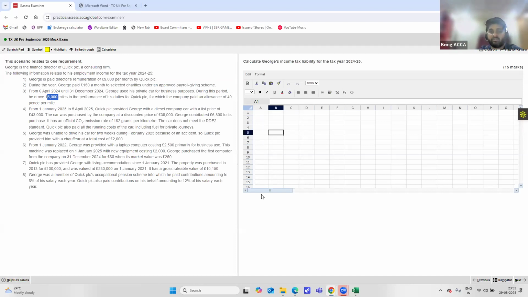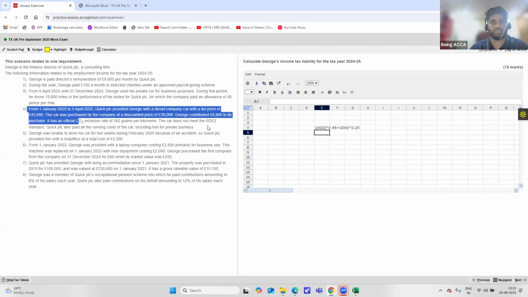For NIC computation, like class 1 NIC computation, the mileage will always be calculated at 45 pence across. But for individuals, for the first 10,000 miles, it is 45 pence. Over 10,000 miles, it will be 25 pence. So if you have traveled a total of 12,000 miles, then first 10,000 into 0.45 plus 2,000 into 0.25 is how you should do your calculation. Okay? Clear? Yes. Next. This is where I've seen again most of the students go wrong.